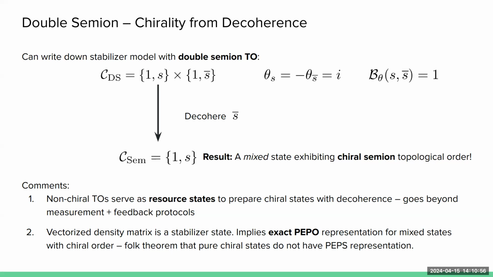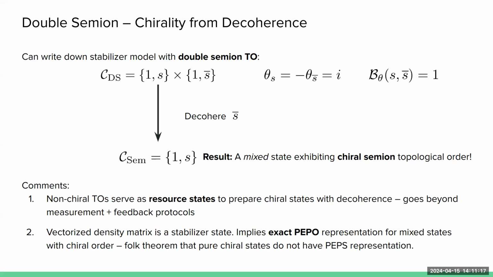We can decohere this S bar in the theory, which has the effect of just projecting out the one S bar part of the theory because S bar braids non-trivially with itself. And the result is a purely chiral semion theory. We projected out this one S bar part.